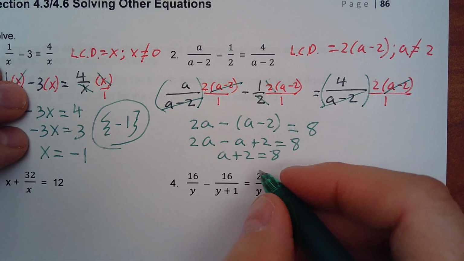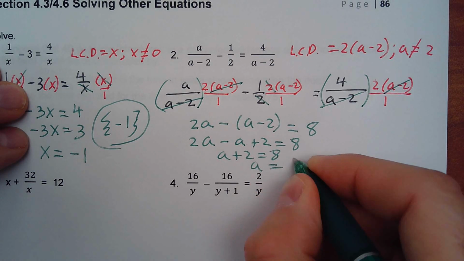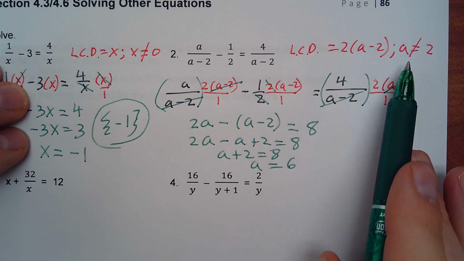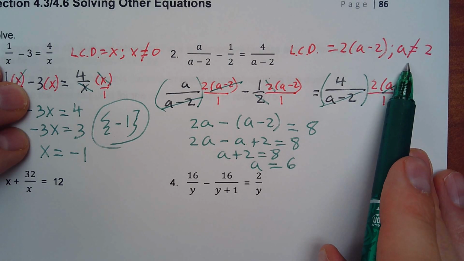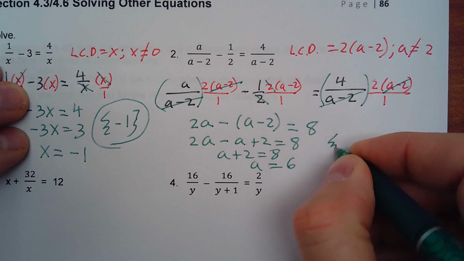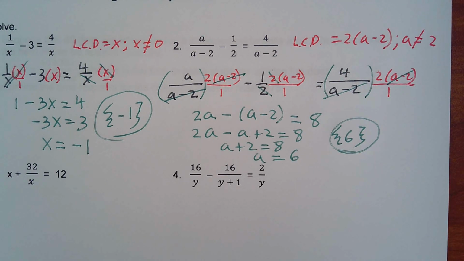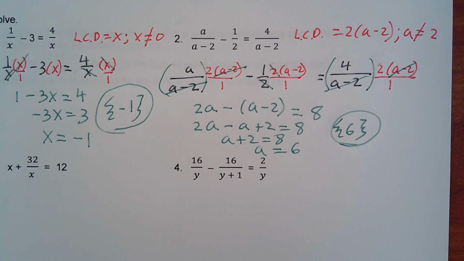Subtract 2 from both sides. That gives me a equals 6. So that does not match my restriction. So 6 will work. So that answer worked out fine. So good. All right.